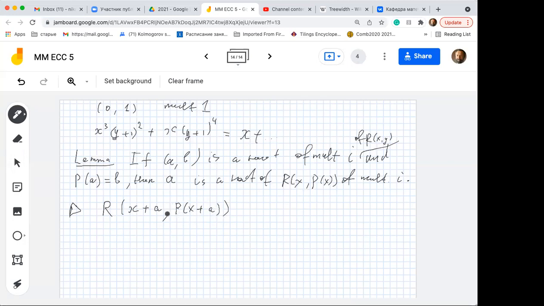And first we use the property that P of a equals b. That means that if we substitute 0 for x, we obtain b. So that polynomial may be expressed as b plus some polynomial without a constant term. That means that this may be rewritten as R of x plus a, b, plus some polynomial without a constant term. Denote it by, say, x times q of x.